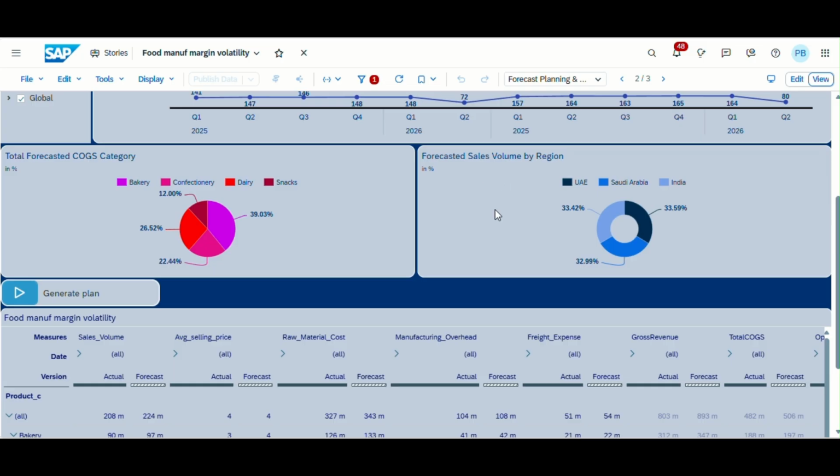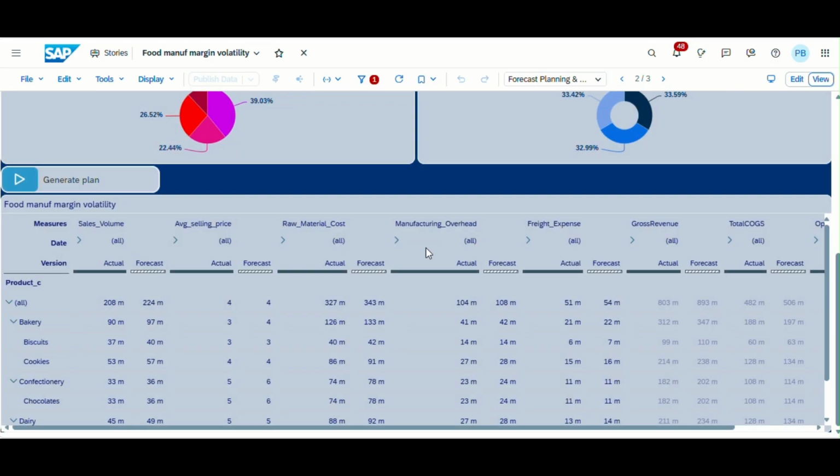Next, we have forecasted sales volume by region. This chart compares the expected sales distribution across different markets. The forecast indicates that the UAE contributes approximately 33.59% of total forecasted sales volume, followed by India at 33.42% and Saudi Arabia at 32.99%.